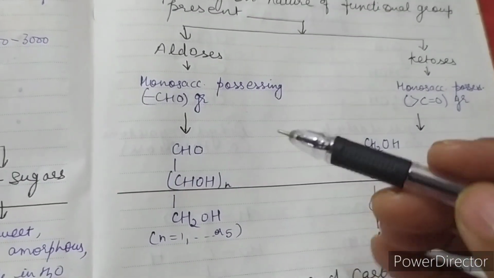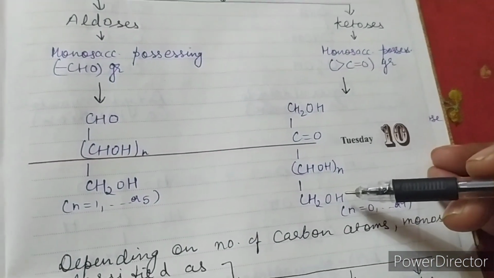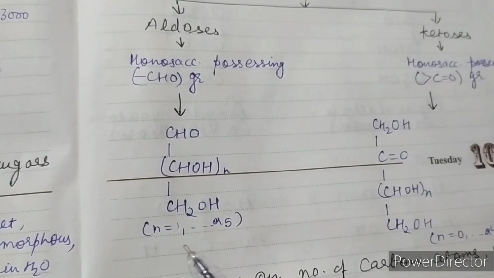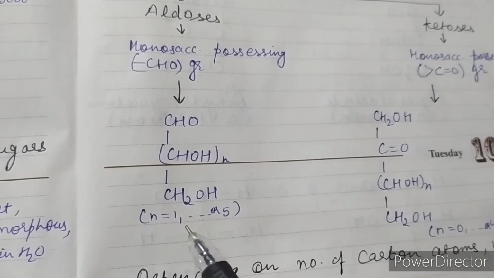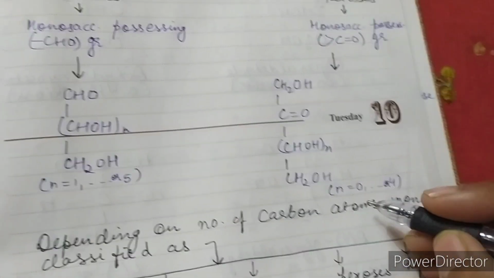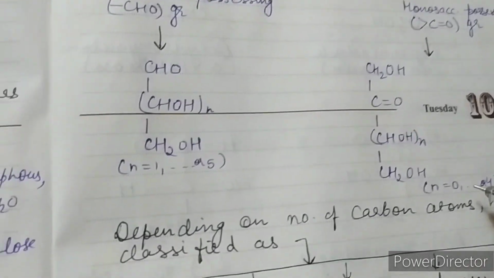Now here you can see I have drawn the simplest structure of aldoses and ketoses. This is the simple aldose and ketose structure. In aldoses, you can see the value of n may vary from 1, 2, 3, 4 or 5. And in ketoses, the value of n may be 0, 1, 2, 3 or 4.